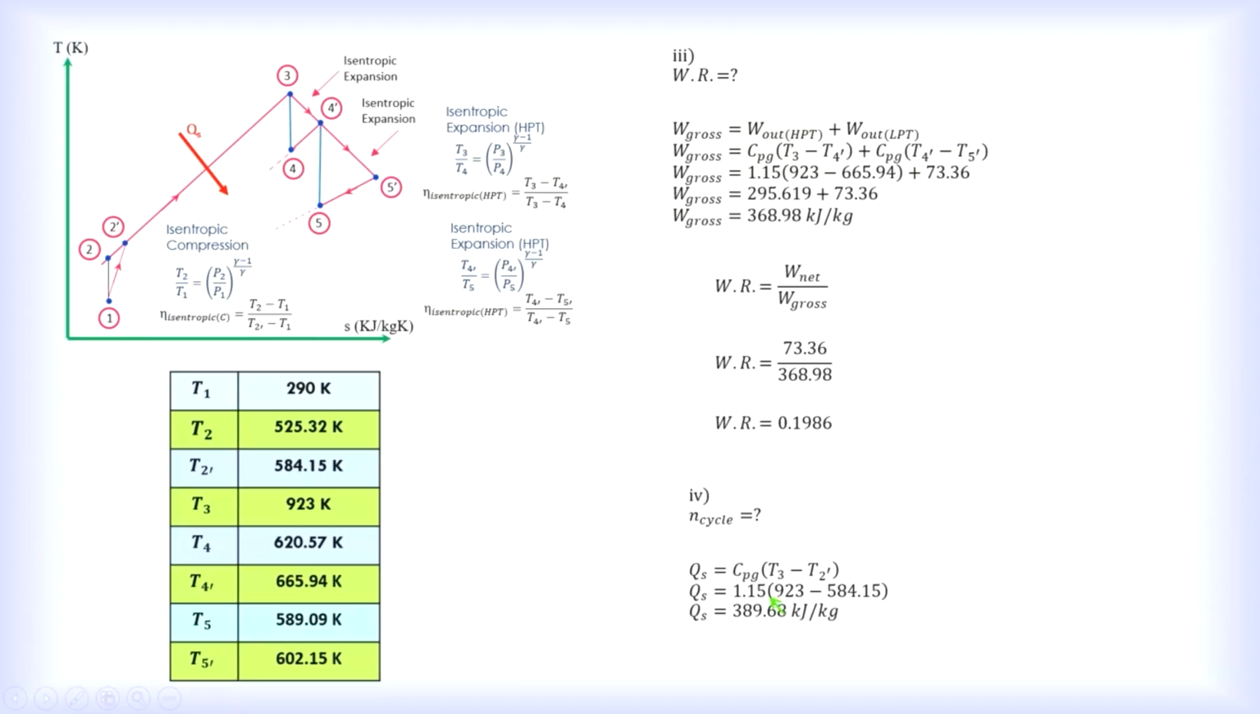Then for the cycle efficiency, we need to find the heat supply. Remember, the combustion chamber is on the gas side, which is why this is CPG. So this is your heat supply, and this is your cycle efficiency of 18.83%. I think it is slightly higher than the previous one. The cycle efficiency can be increased by increasing the pressure ratio, and it totally depends on the pressure ratio, for one thing.